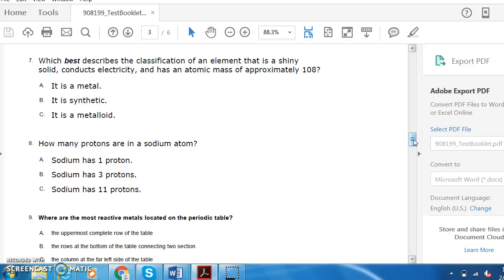Number 8. How many protons are in a sodium atom? A. Sodium has 1 proton. B. Sodium has 3 protons. Or C. Sodium has 11 protons.